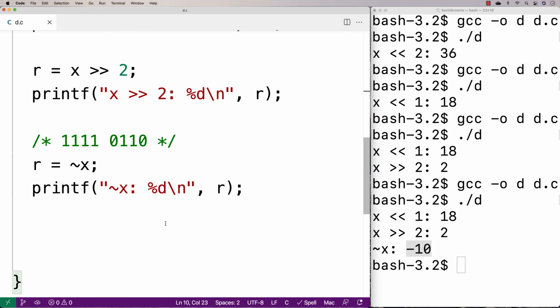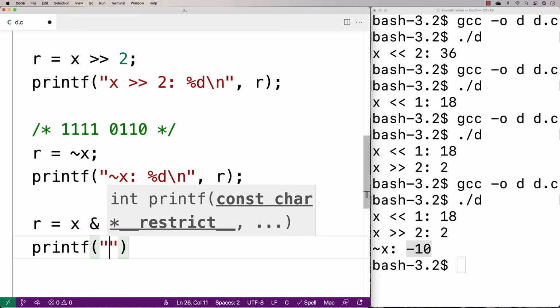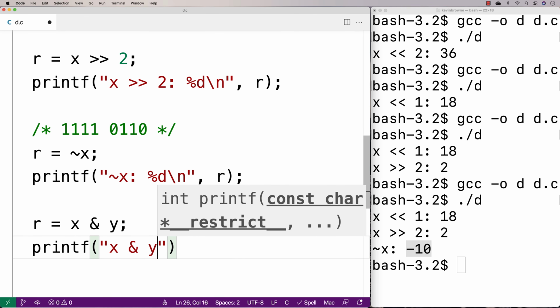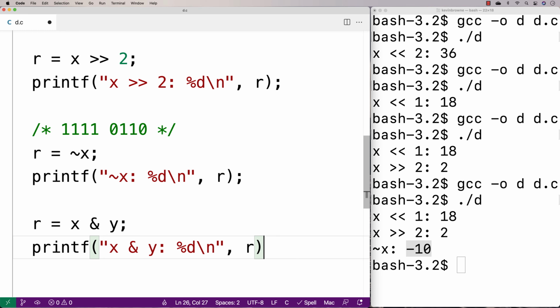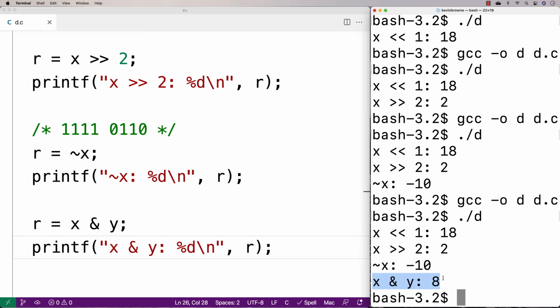We'll say here, R is equal to X and Y. And the AND operator just looks like that, just one AND. And then we'll say printf X and Y, and we'll output R to see what we get here. We expect to get 8 back. Let's see if we're right here. So we do a compilation, we run it, and we get X and Y is 8.